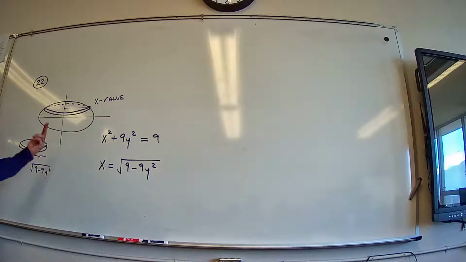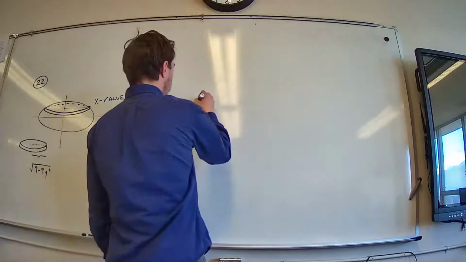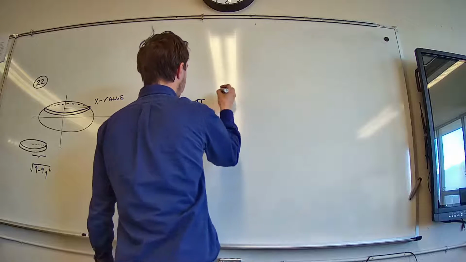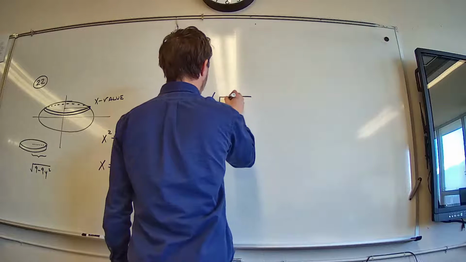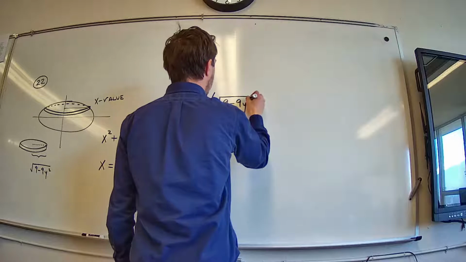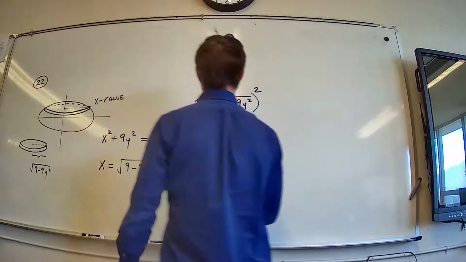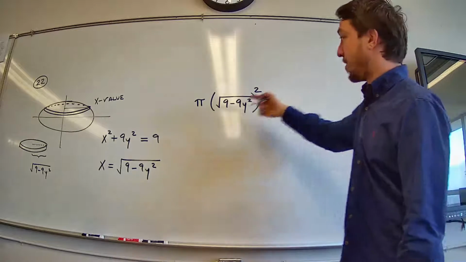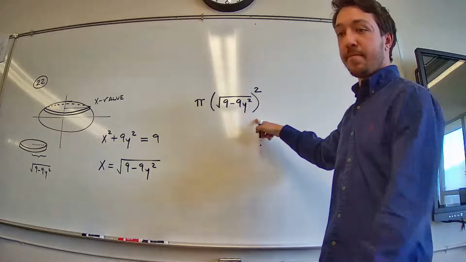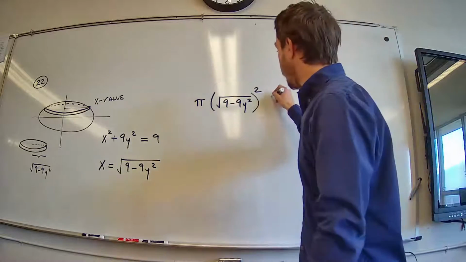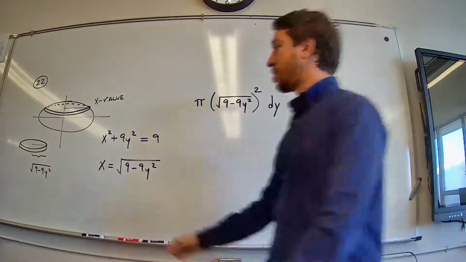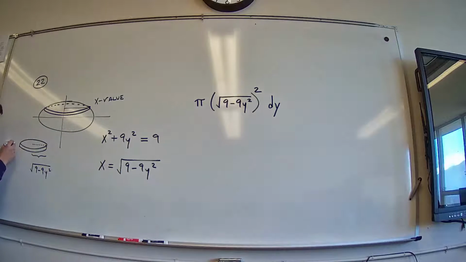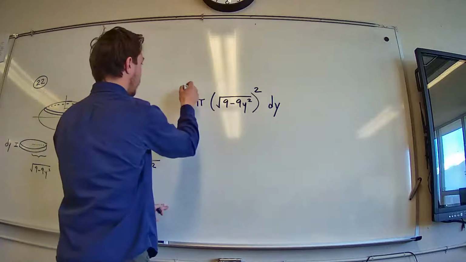So what's the volume of each disk? Pi r squared. That's the area of a disk, right? That's the surface area of the top, and then you multiply that by the thickness of the disk, because the thickness, of course, is dy. And then I have to integrate.